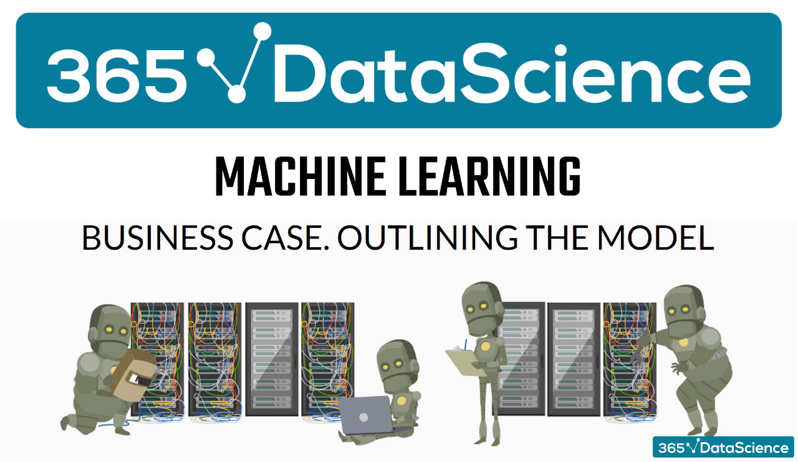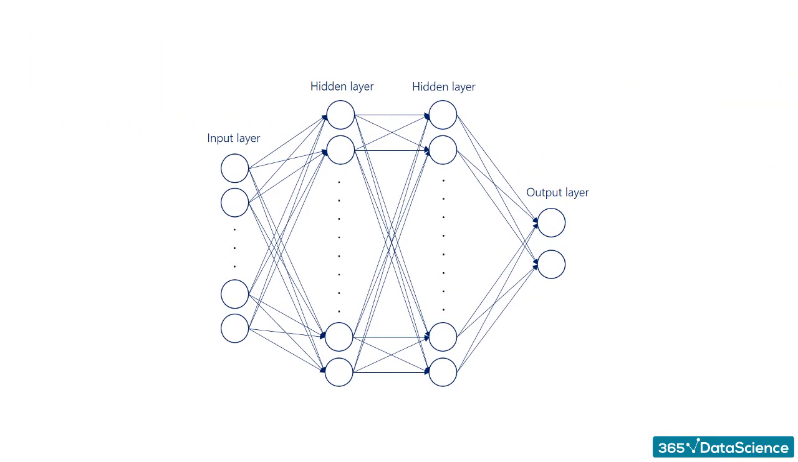Alright, it's high time we crack the business case. Let's start by taking a look at the net we're going to deal with. Here, we have an input layer consisting of 10 units. Those are the inputs from our CSV. As you can see, there are only 2 output nodes, as there are only 2 possibilities, 0 and 1.